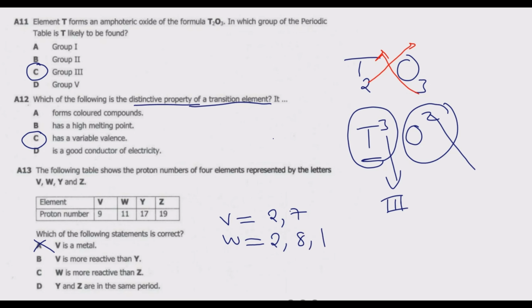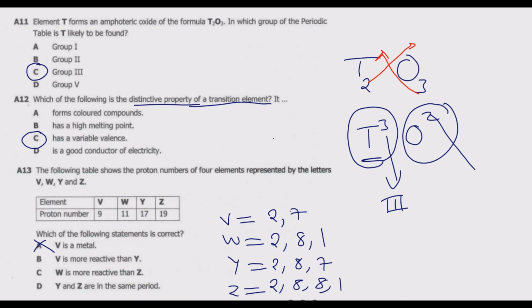Then you have Y, which is 2 in the first shell, the second one 8, which is 10. Then 17 minus 10 is 7. So this one is also a non-metal in group 7. Then we have Z, which is 2, then 8, then 8, which is 18, then 19 minus 18 is 1. So what we know is W and Z are metals, while V and Y are non-metals. So let us now compare.